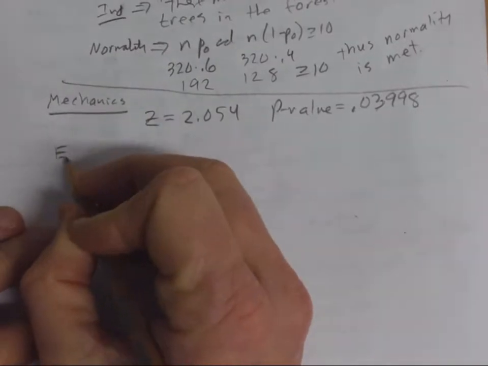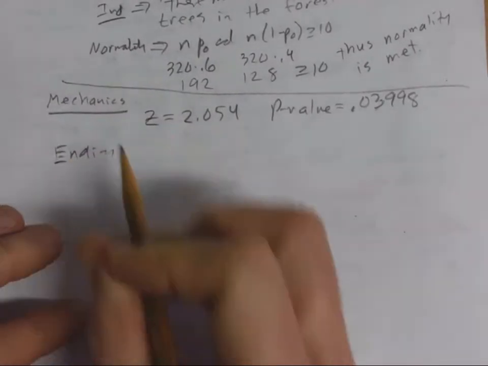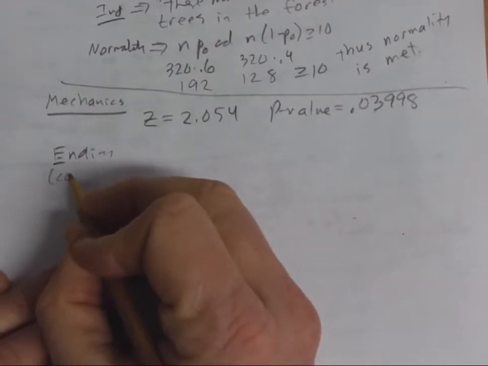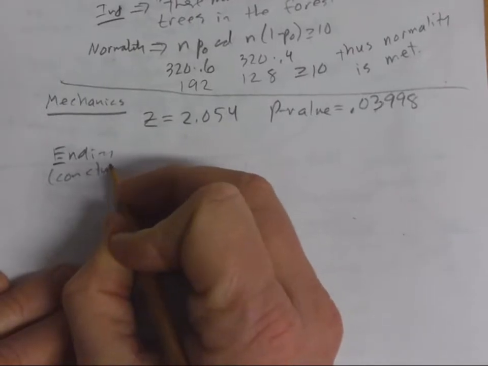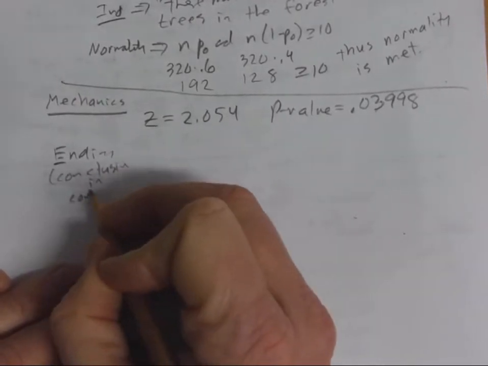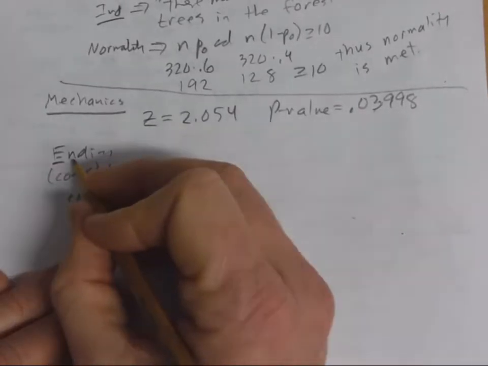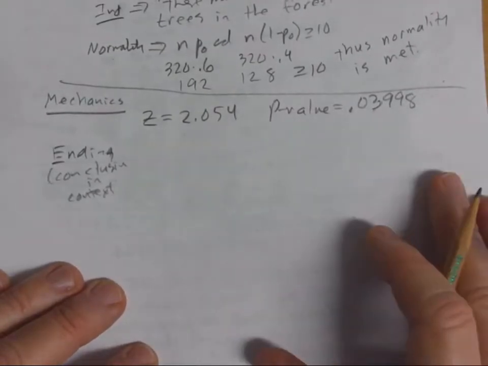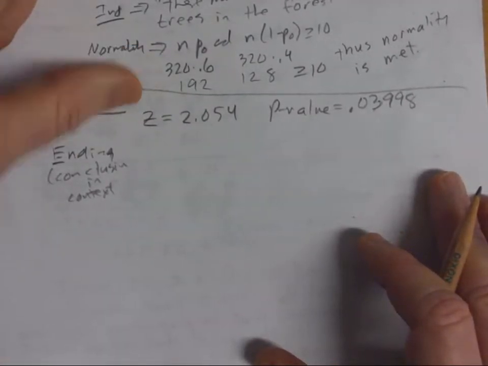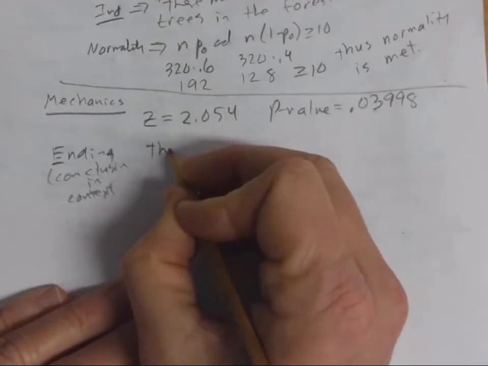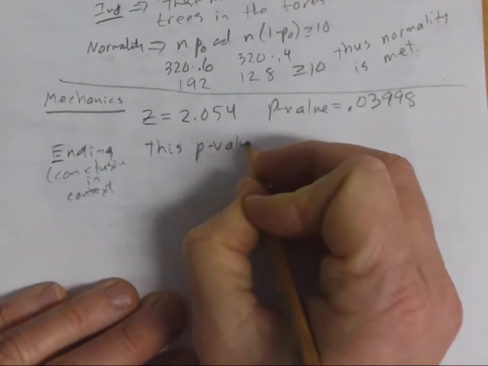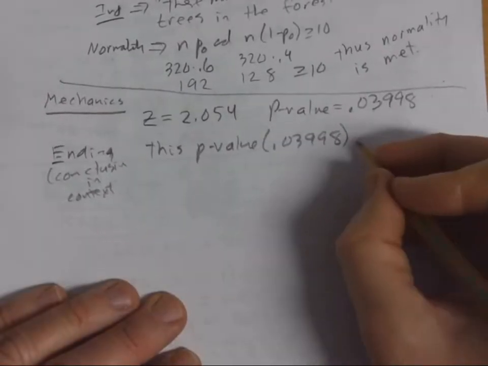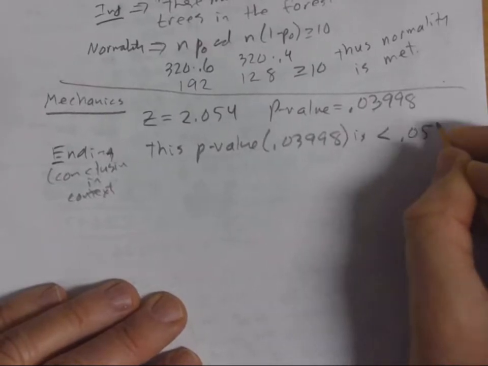You don't have to write that here unless you were asked to explain what the p-value means in context. Our ending, in other words our conclusion in context, has to say three things in regards to our hypothesis test. First, we compare the p-value with alpha. In this case it didn't give us an alpha, so we use 5%. So you would say this p-value, 0.03998, about 4%, is less than 0.05.